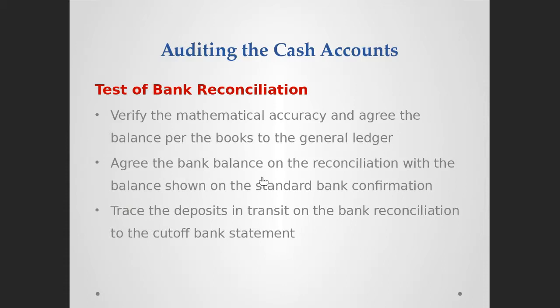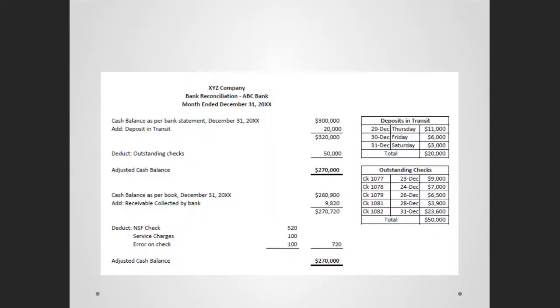Then we agree the bank balance on the reconciliation with the balance shown in the standard bank confirmation. So this number right here, cash balance as per bank statement December 31st, this number 300,000, is coming from the bank statement that the client has used, and you also have a copy of that. You can look at that. This number is coming from that bank statement at the end of the year.